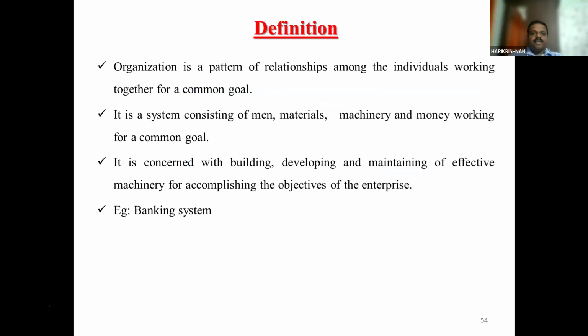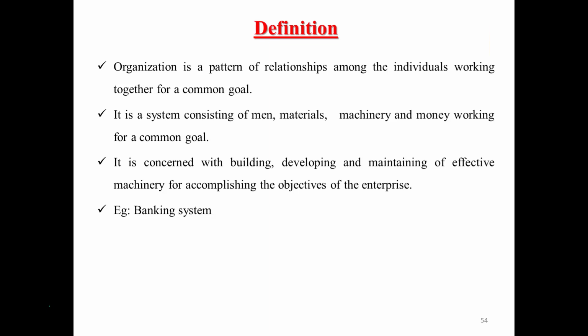For example, I will give an example of a college because I am working in a college. That is why most of my examples are about the college. Organization is a pattern of relationship among individuals working together for a common good. For example, in the computer science department of a college, there will be an HOD, a group of teachers, lab technicians, etc. All the teachers, including the HOD, have one aim: to produce good results for the students. That is what is known as the common good.